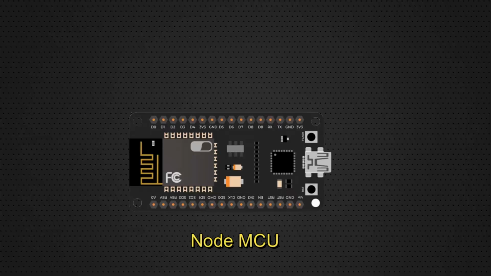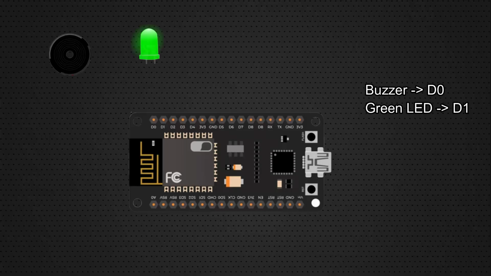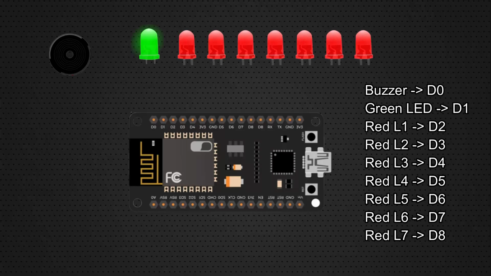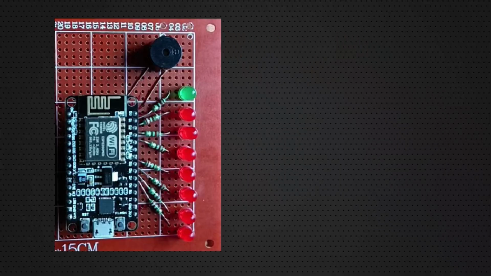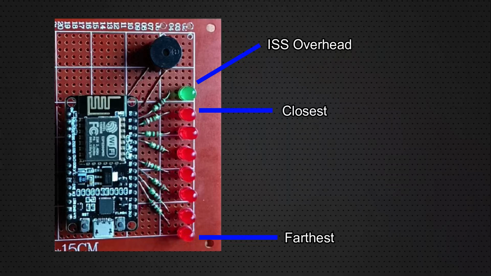So to build it, I will use a NodeMCU board because it has an integrated Wi-Fi shield that will help me to connect to the internet and call the NASA API for its current location. Then I will add a buzzer and a green LED to notify me when the ISS is overhead. I will also use 7 red LEDs to show me the 7 different ranges of distance between my location and the ISS. So when I want to show maximum distance between us, only one LED will glow, and as the ISS comes closer to my location, more and more LEDs will glow, and when it is at minimum distance, all the LEDs will glow.